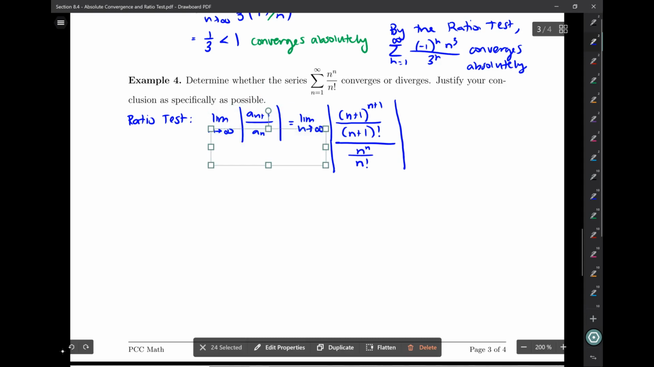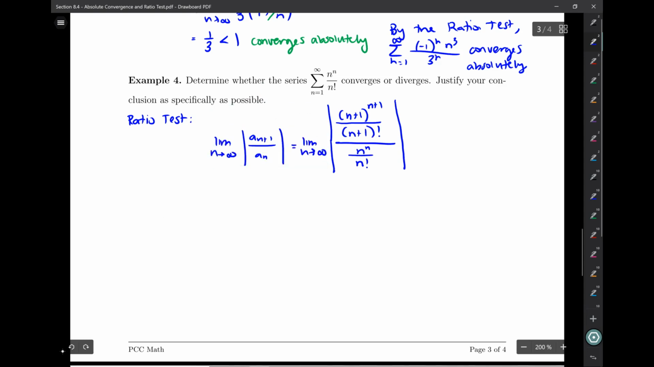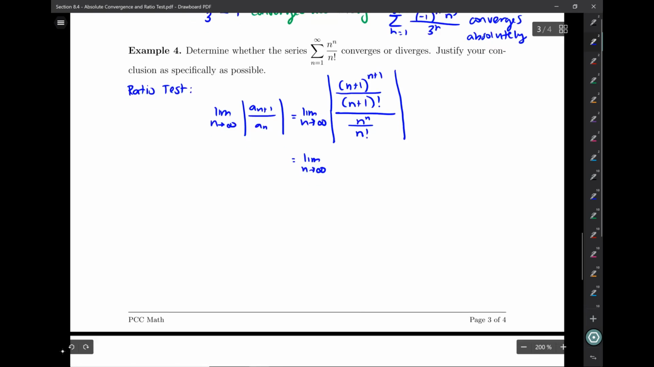There we go. Okay, and now we will go ahead and simplify this a little bit. Again, these terms are positive, so I really don't need the absolute value here. And so I'm going to write this as n plus 1 to the n plus 1 divided by n plus 1 factorial times the reciprocal, n factorial over n to the n.